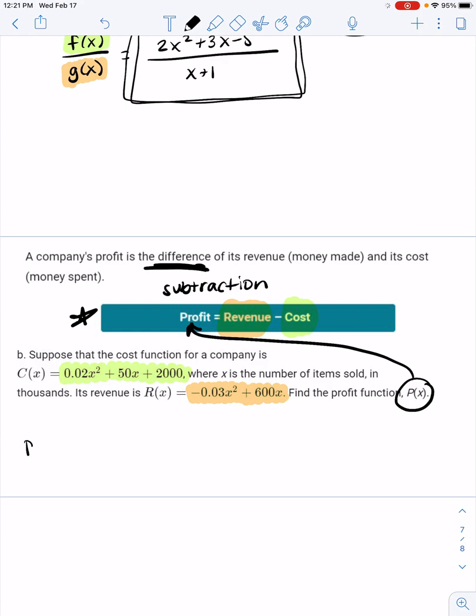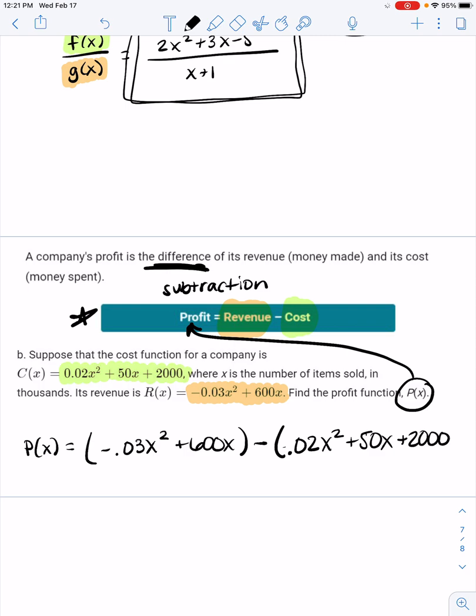Okay, so I'm going to say my profit, P of x, equals orange is what I start with. So I'm going to plug that in, negative 0.03x squared plus 600x minus the green function. And again, you'll see I'm putting that in parentheses. So 0.02x squared plus 50x plus 2,000. And I'm not sure exactly what we're going to be looking for, so we want to distribute this negative and simplify at least a little bit, okay?